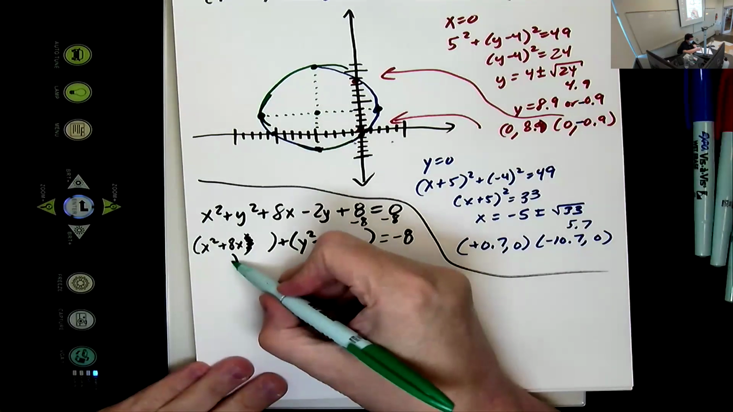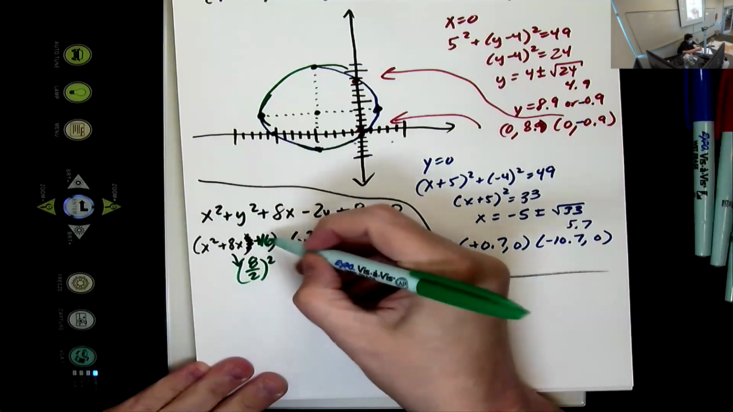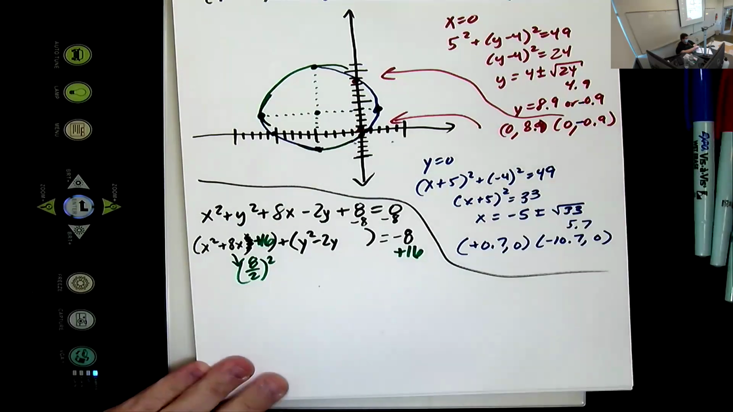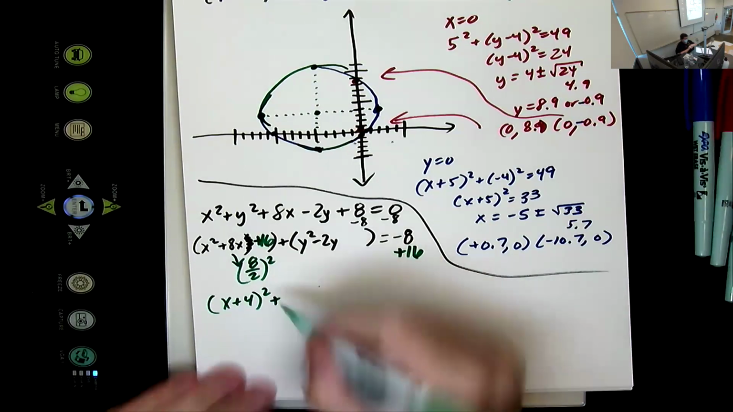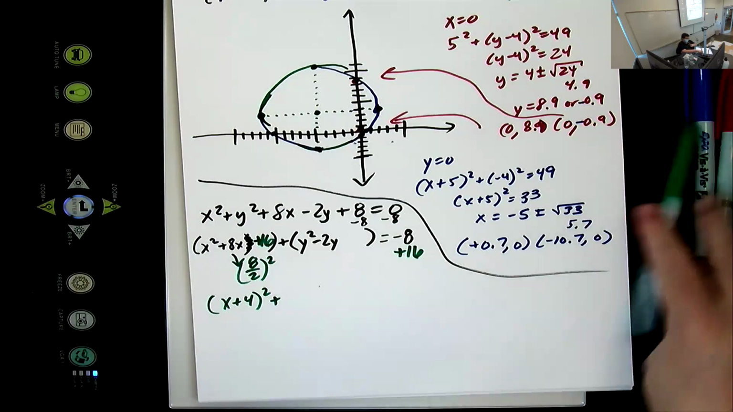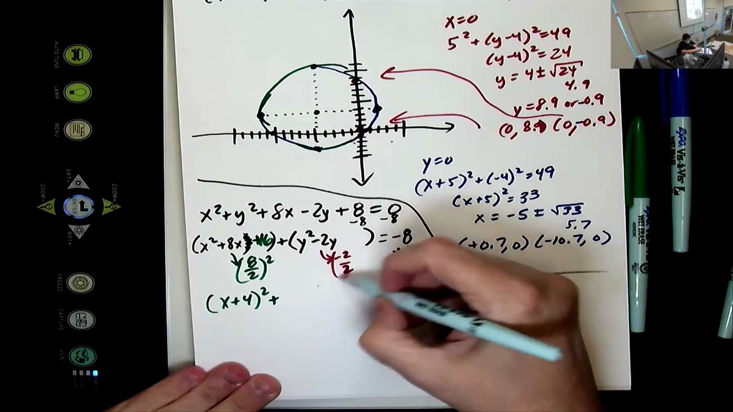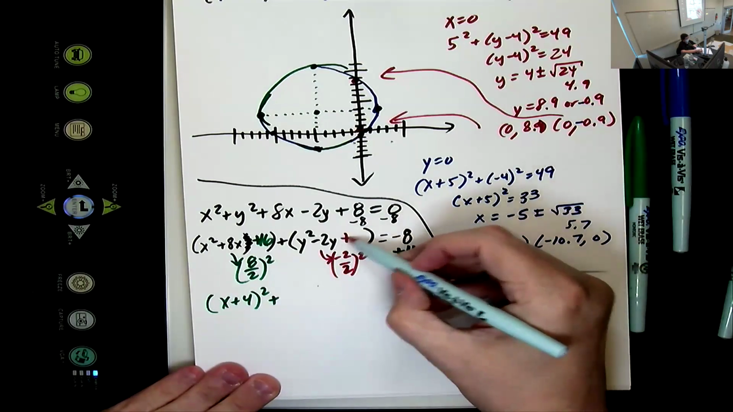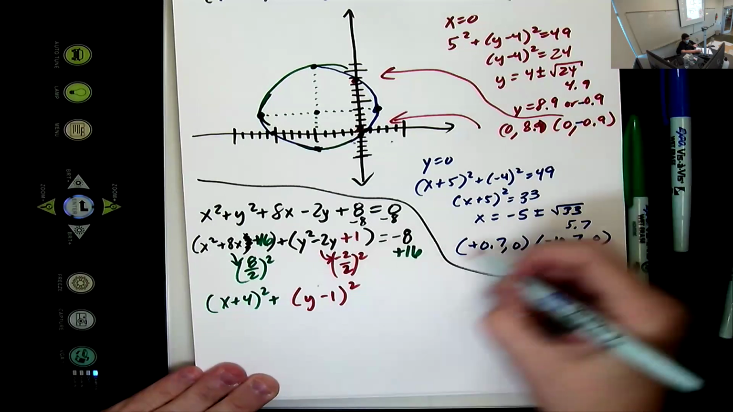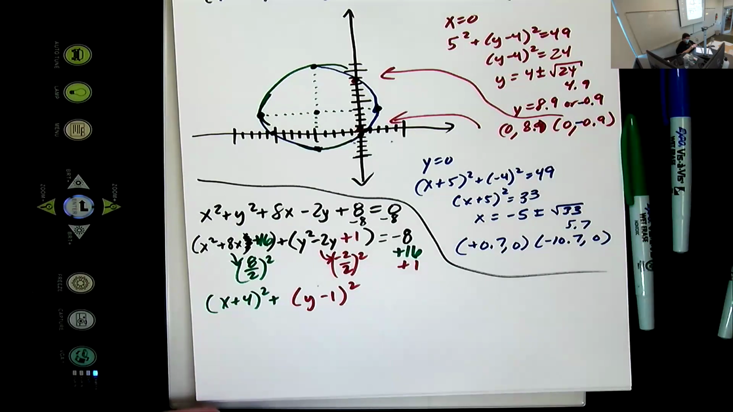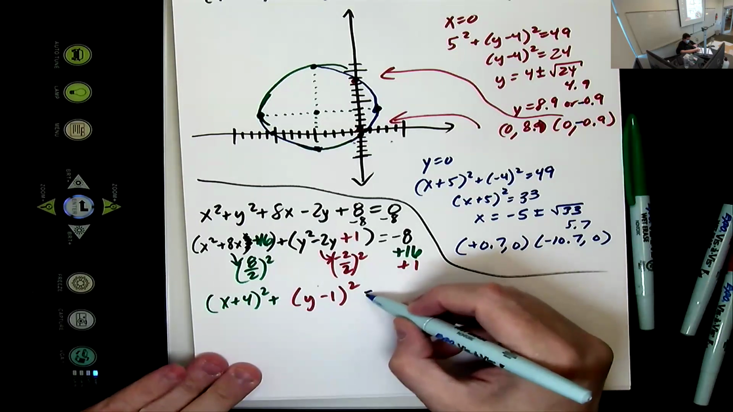Alright, so we cut the 8 in half and we square it. That's plus 16. I'm gonna add 16 to the other side. And this turns into (x plus 4) squared. Take our negative 2, cut it in half and square it. Get plus 1. This turns into (y minus 1) squared. Negative 8 plus 16 is 8, plus 1 is 9.